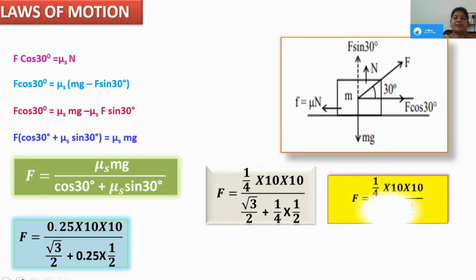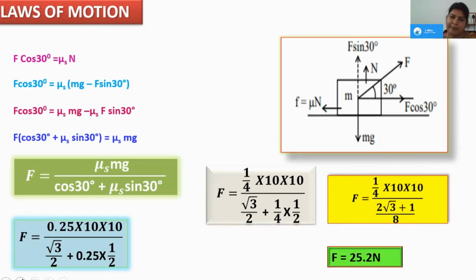In further simplification, some parts are going to be cancelled. After that you get the answer: F equals 25.2 Newton. So the force required to just move the body is 25.2 Newton. Thank you.